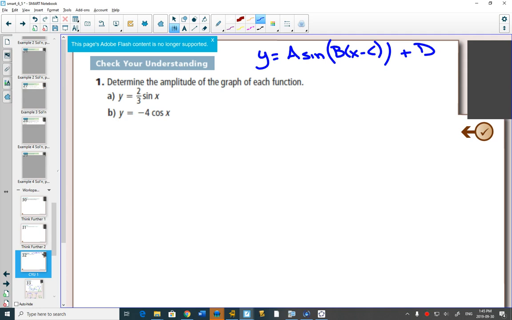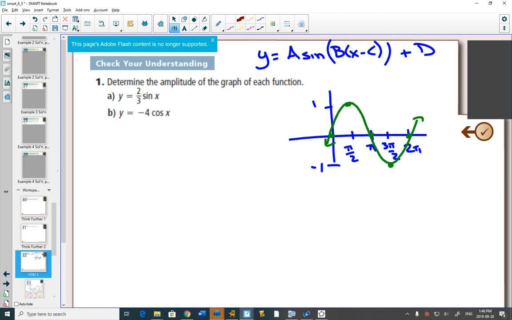Now our original sine graph, this is why I got you to draw them. If I would draw my original sine graph, I'd have 2 pi, pi, pi over 2, 3 pi over 2, going up to 1, down to -1. Take my axes. There's my original sine graph. What's going to happen to these points if I do a vertical compression by 2/3?